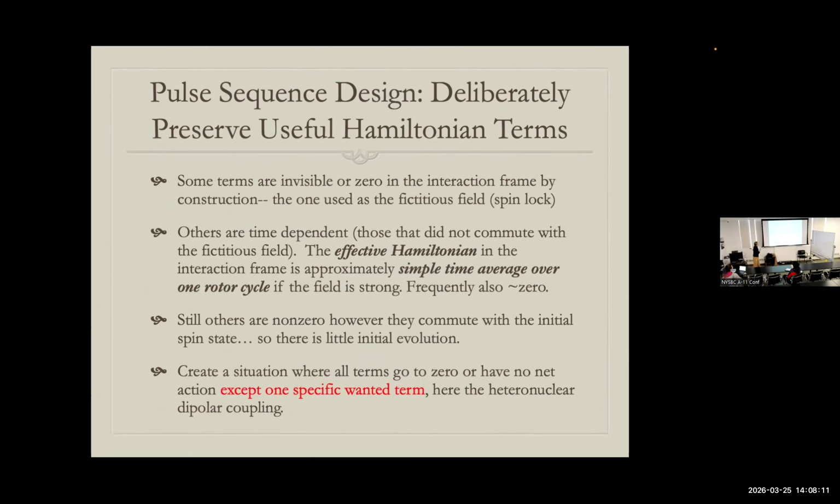Okay, so some terms will be invisible or zero in the interaction frame by construction. Others are time dependent, and that's where we need the effective Hamiltonian, and we will use this Magnus expansion. Still others are non-zero because they commute with the initial spin state. That's a different reason why they don't evolve. And our job is to find the RF that works to make everything go away except the specific one.